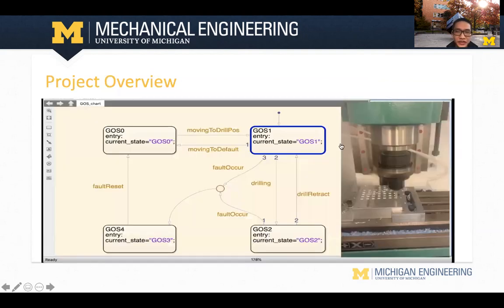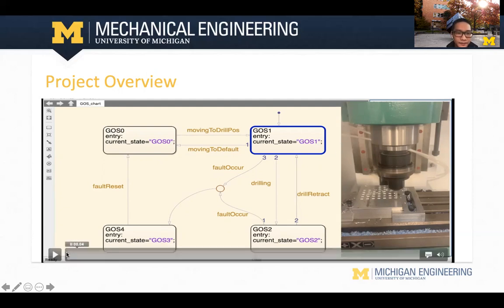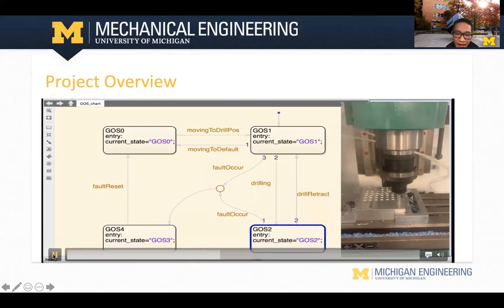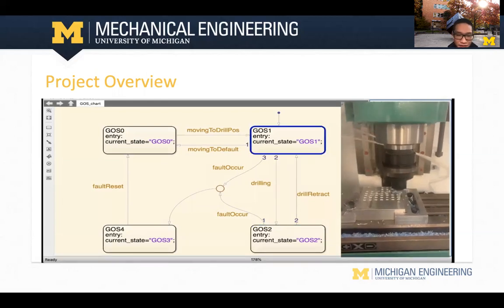So machine part interaction, as its name suggests, is the interaction between the machine and the workpiece. So we're going to take a look at this example. There are two interactions in this example. One is no interaction, which is GOS1, and drilling, which is GOS2. This video shows the ideal performance of the system. As soon as the drill bit contacts the workpiece, we can see that the interaction changed from no interaction to drilling. And as soon as it's done drilling, the interaction switches back to no interaction.